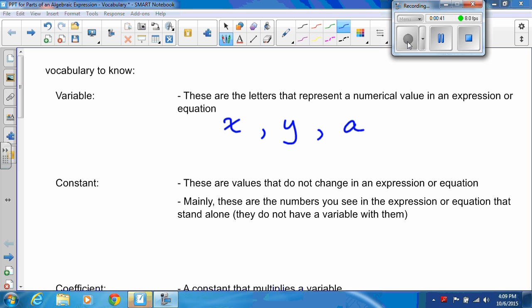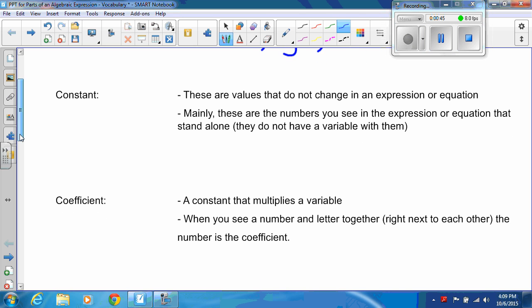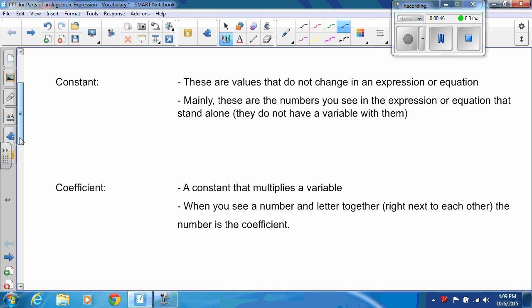The next thing we have is a constant. These are values that do not change in an expression or an equation. Mainly, these are the numbers that you see in the expression or equation that stand alone. They do not have a variable with them. For example, if I had 2x plus 16, the 2 is not a constant, although it is a constant in the sense that it's not going to change. It's always going to be 2.